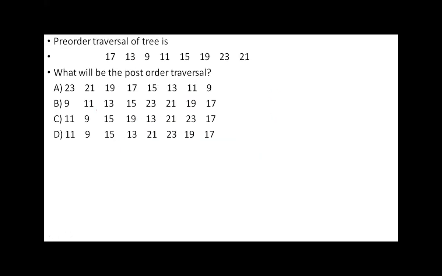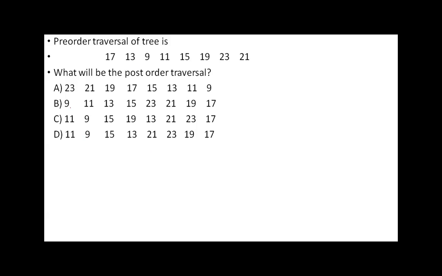Yeah, this one. Pre-order traversal of tree is 17, 13, 9, 11, 15, 19, 23, 21. That means if a tree is traversed using pre-order, this is the node pattern we got. What will be the post-order traversal for this tree?